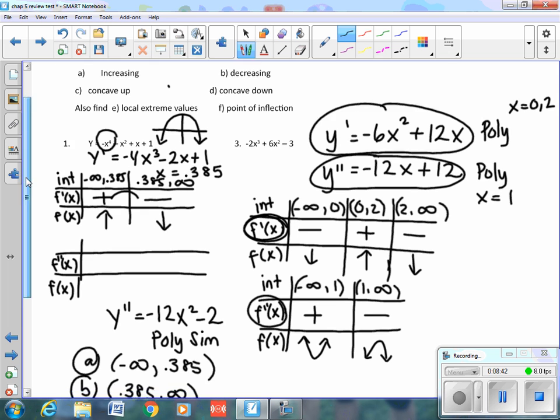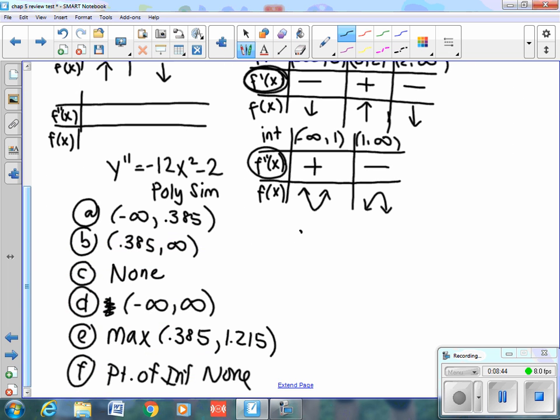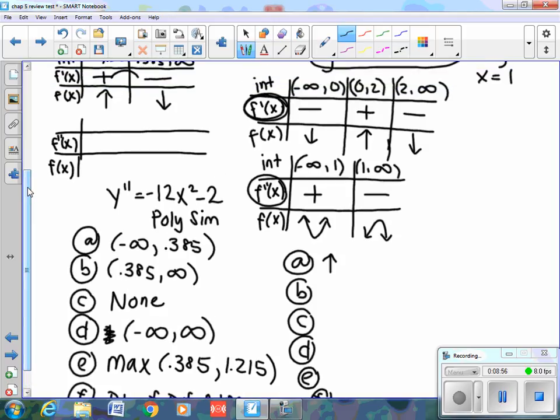So, if I want to fill in the A, B, C, D, here's the A, here's the B, here's the C, here's the D, here's the E, and I think it goes all the way to F, correct? Where is it increasing? So you look at your chart. It's increasing from 0 to 2. Where is it decreasing? Decreasing from negative infinity to 0 and 2 to infinity. C tests concavity. It's concave up from negative infinity to 1, concave down from 1 to infinity.